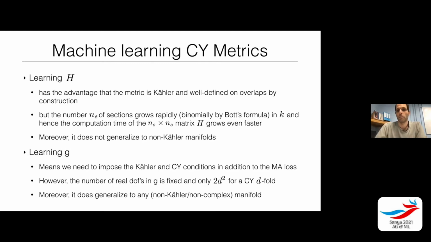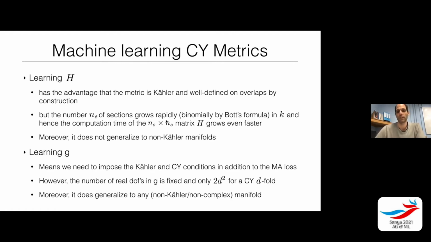Okay, so these two approaches, learning the Kähler potential and learning G directly, both have ups and downs. If you learn the Kähler potential, and learning the Kähler potential essentially means learning this Hermitian matrix H, because the Kähler potential was log S times H times S, this has the advantage that, of course, the metric is Kähler, since you're starting from a Kähler potential, and it is well defined on the overlaps if you choose these S to be sections of line bundles.